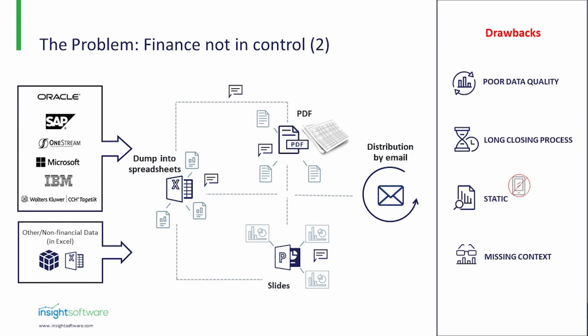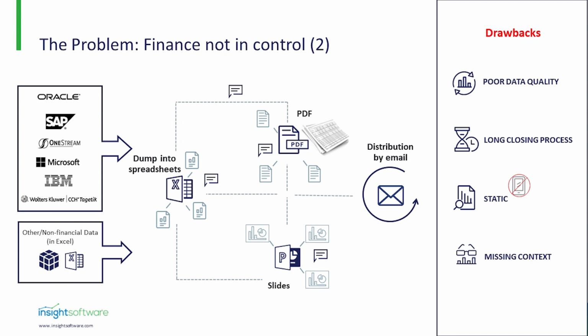What are the drawbacks? First of all, poor data quality. It's an error-prone process. Data changes are made in the spreadsheets. And for instance, it's also not possible to report on multiple sources. Long closing process, often upwards of a week, because this process is manual and repetitive.